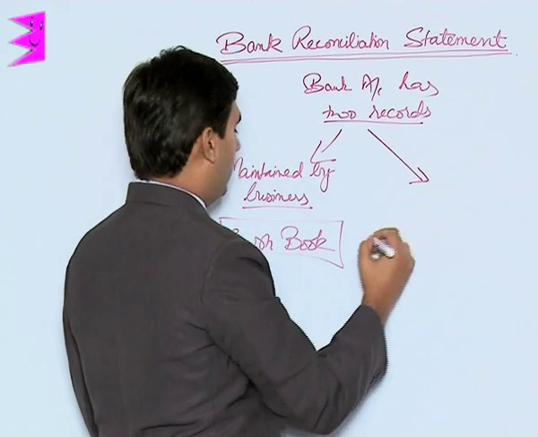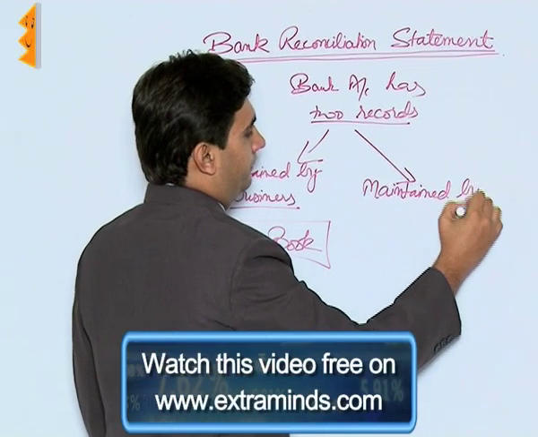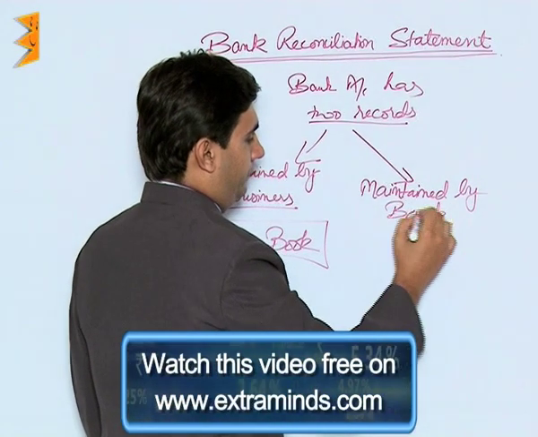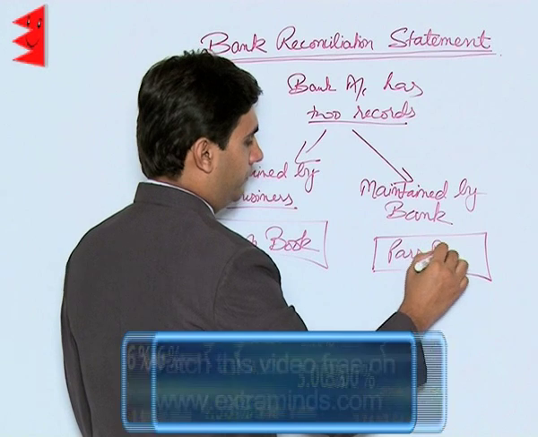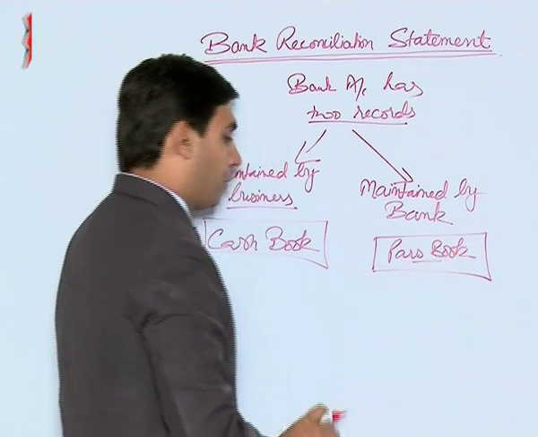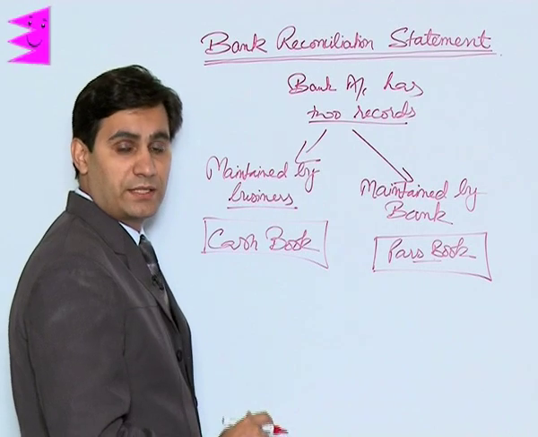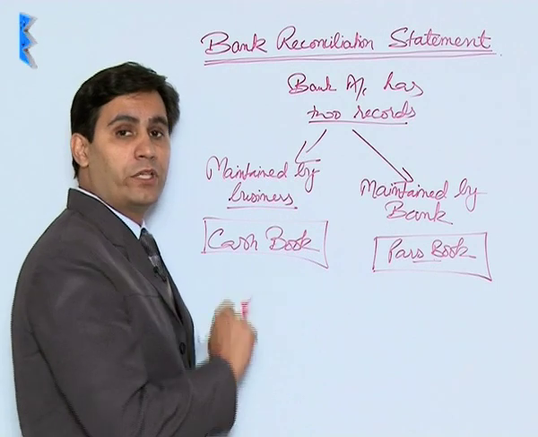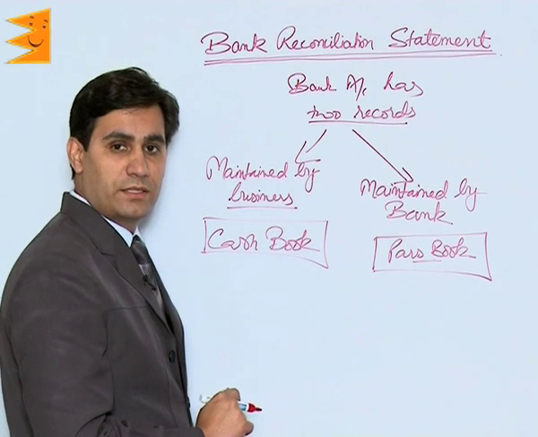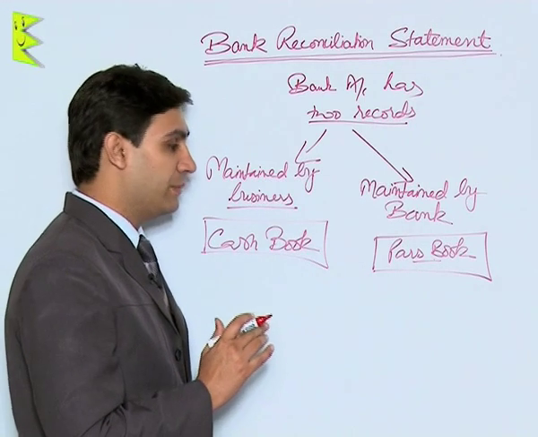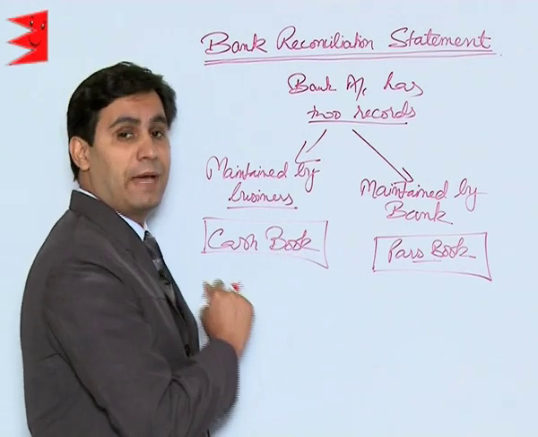Whereas there is another record which is maintained by the bank. That is the passbook. Now, the passbook records the transactions from the point of view of the bank, and the cash book records from the point of view of the business. So, any business has two records of the bank, and many a times these records show different balances. What are the causes? We are going to discuss them later on. But these two books can show different balances.